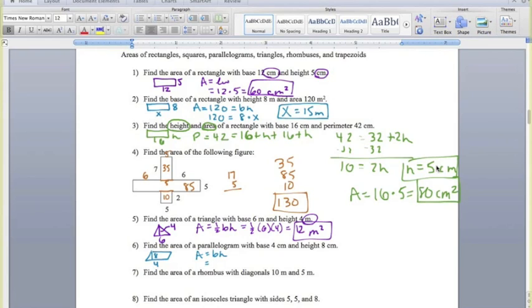So our base here is 4, our height is 8, and we get 32 with a unit in the problem of centimeters, so centimeters squared. Okay, area of a parallelogram is just like a rectangle, base times height, just making sure we're using the straight up and down height and not the slanty height.